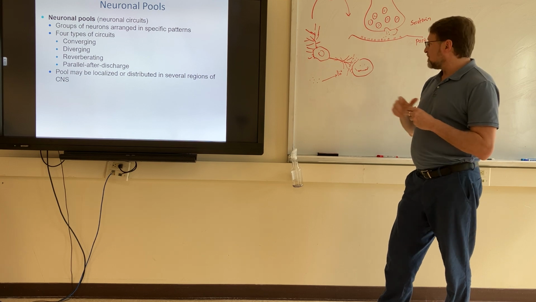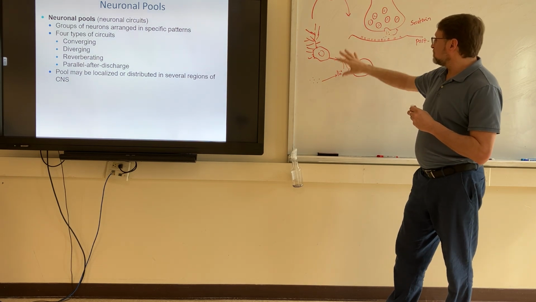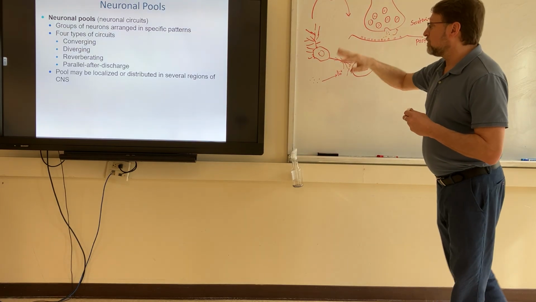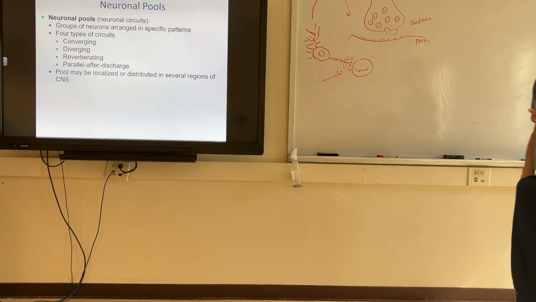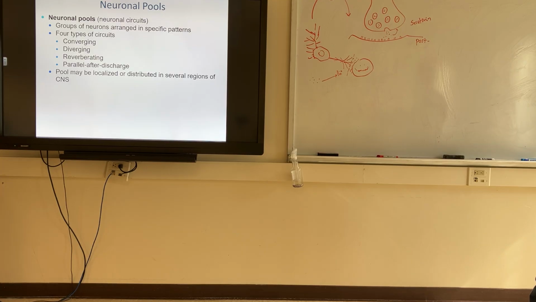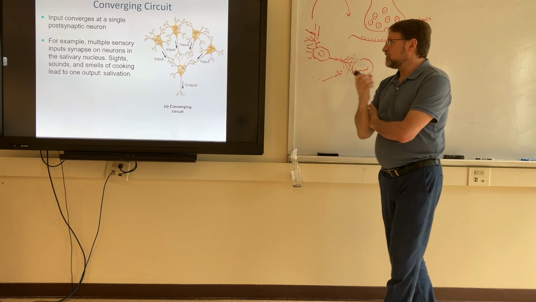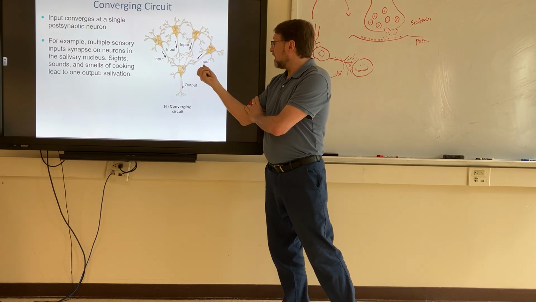So do we converge on a single neuron? Do we send a bunch of neurons to talk to a single one at the other end? Do we go back and forth, or do we do something totally different? So this is what we call a neuronal pool or circuit, and these are just ways to explain how we understand how things are happening up there. Converging means to come together. So we saw this in the EPSPs and the IPSPs.